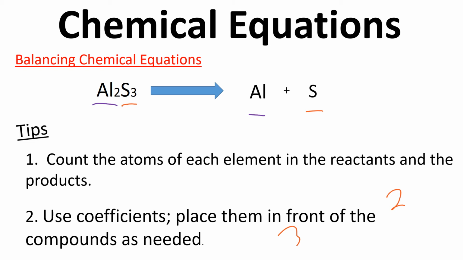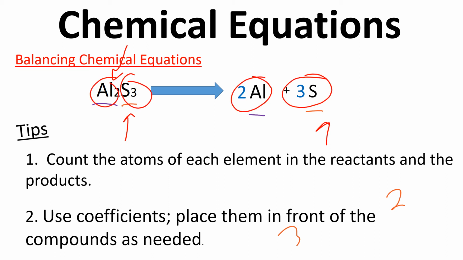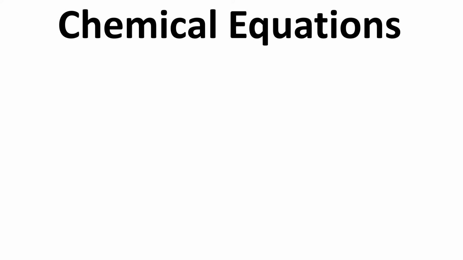So getting back to the original aluminum, we said that we have 2 aluminums right here. If we want to get 2 aluminums on the other side of our equation, we put a 2 in front of it. And with our sulfur, we said we have 3 here and 1 here. We want to get 3 on both sides, so we'll put a 3 in front of the sulfur. If you count it up now, we've got 2 aluminums and 2 aluminums, and 3 sulfurs and 3 sulfurs, and every atom is balanced. Let's take a look at a couple more examples.